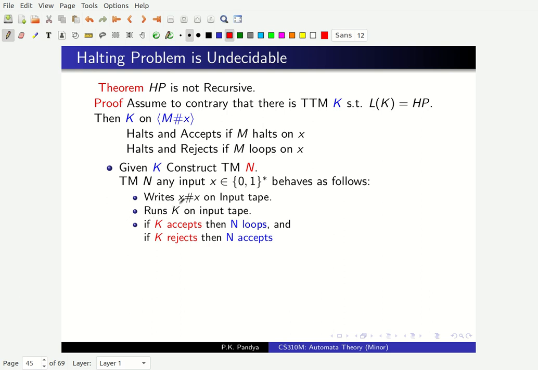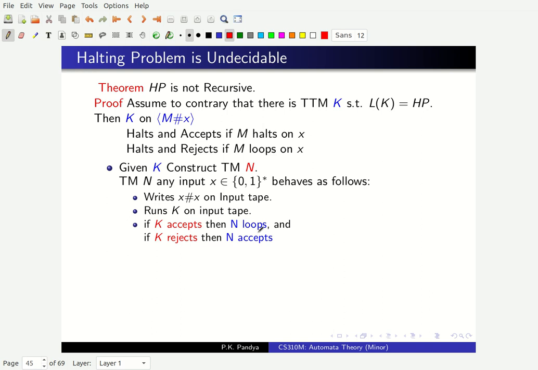If K accepts, that is K reaches its accepting state, then in N we will go to a third phase where N will just loop without looking at input. It will just loop. So if K accepts, then in the third phase we will make N loop. On the other hand, if K gives the answer reject, then we will make N accept. That is, we will go to the accept state from the rejecting state of K. In one step we will go to the accepting state of N. So actually whenever K rejects, N will accept, and whenever K accepts, N will loop. So N is a funny machine. It will either accept or it will loop, right? This is its behavior.